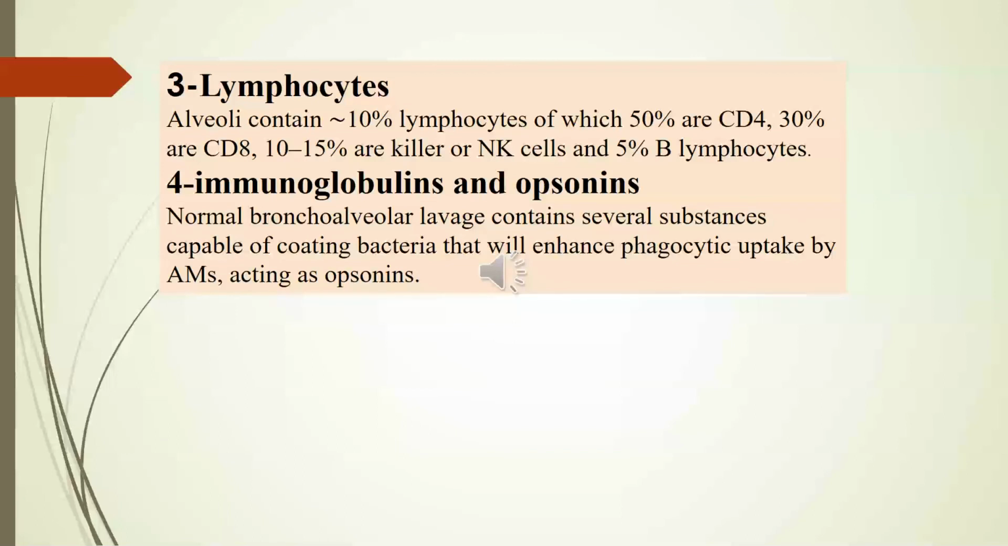The alveoli also contain lymphocytes, both B and T lymphocytes, especially killer cells, and so the lymphocytes within the alveoli are considered very important for the defense mechanism. Finally, in the bronchoalveolar lavage, we can find some chemical substances which coat the bacteria and make it easy for the macrophage to recognize and phagocytose such bacteria. So such chemical substances act as immunoglobulins and opsonins.